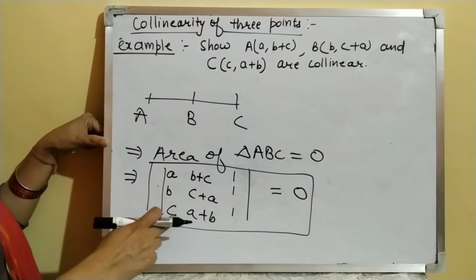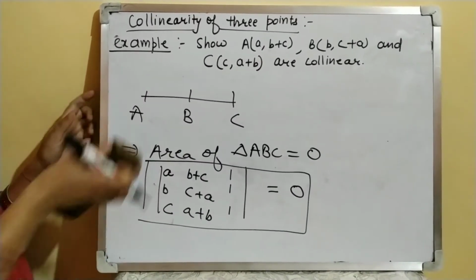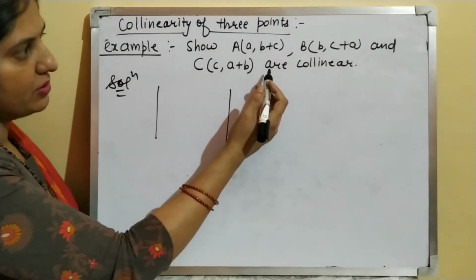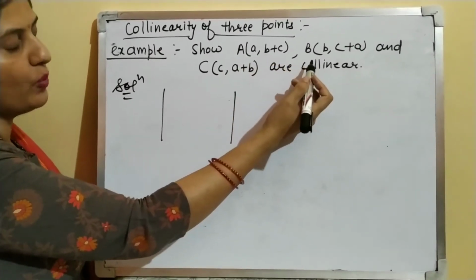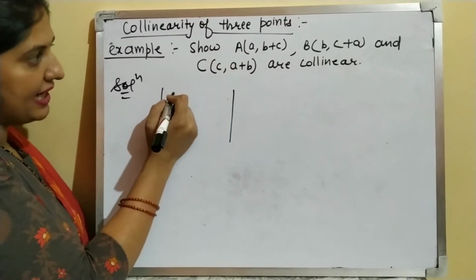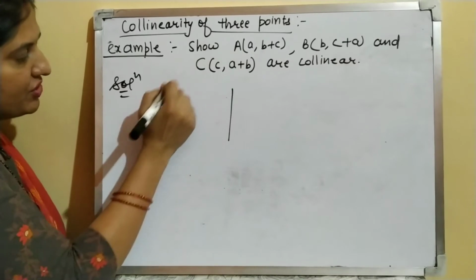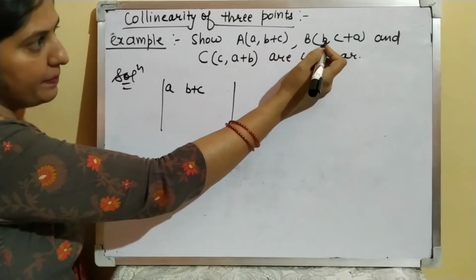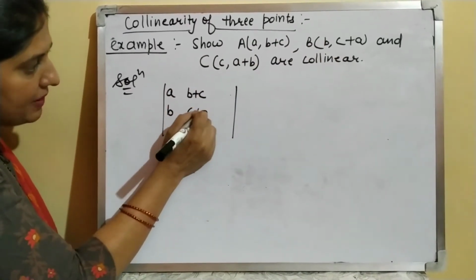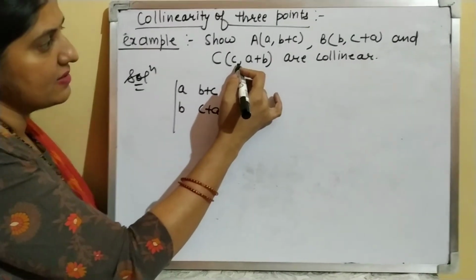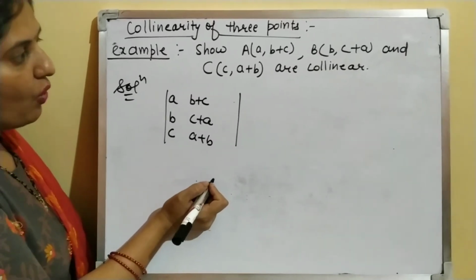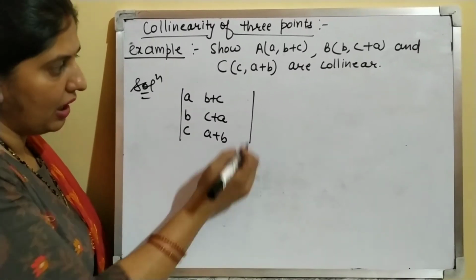So let us consider this determinant. The determinant formed using the coordinates of the given points is: write the coordinates of the first point, which are a, b plus c. Write the coordinates of the second point B, which are b, c plus a. Write the coordinates of the point C, which are c, a plus b. All the entries in the third column are 1, 1, 1.